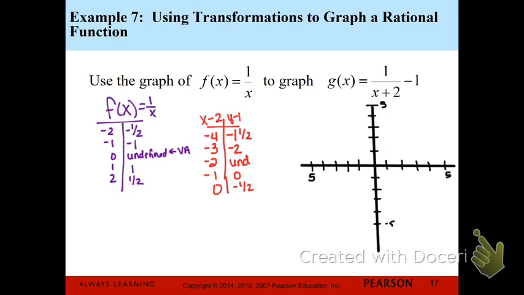Alright, and then just plot your points. How do I graph the vertical asymptote? Did we talk about that yet? No. Alright, vertical asymptote will always be a dashed line. So I know that I'm going to have that vertical asymptote there at x equals negative 2. So at negative 2, I'm going to draw a line that has dashes in it, because it's really not part of my graph, it's just helping shape my graph, okay?